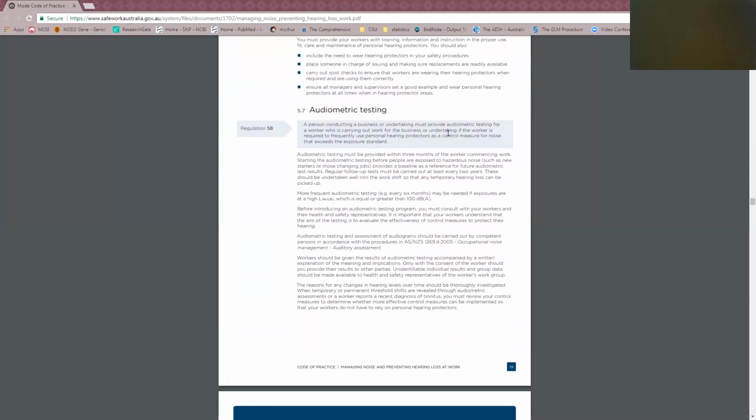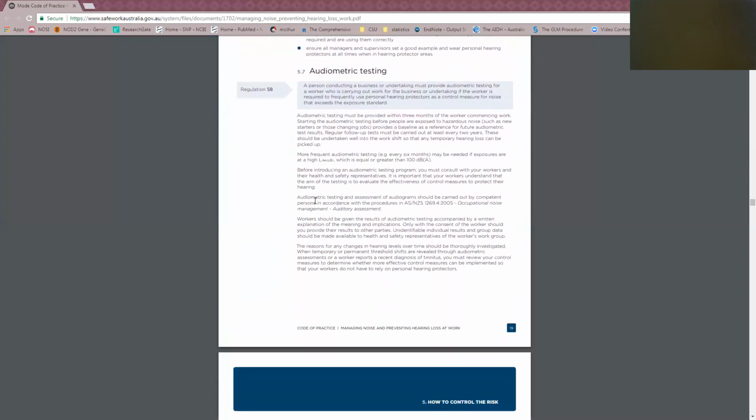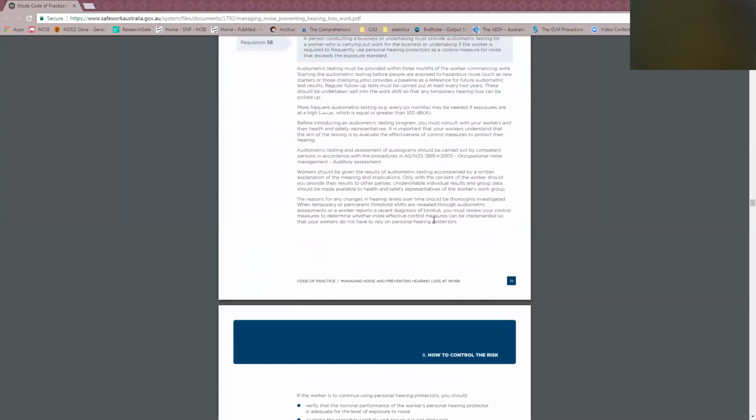Audiometric testing. So again, the rule of thumb is really when you're getting over 85 dBA, that audiometric testing program should be provided. If you want to find out more about that, you can again come out to the Australian Standard. It's part 4, this one. So auditory assessment. That's a hard one to get out at times.